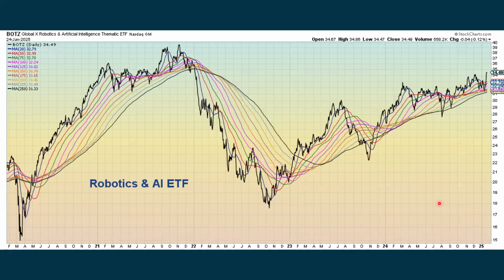Now, there's been a lot of buzz around the robotics and especially AI part of the ETF here, and it had a good week, even though it was down a little bit on Friday. It's actually coming up out of the rainbow.